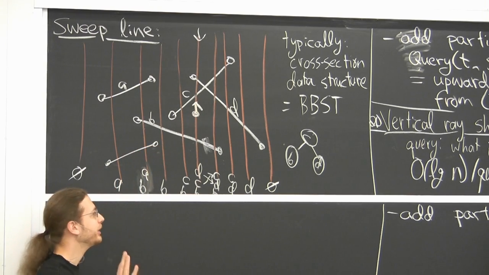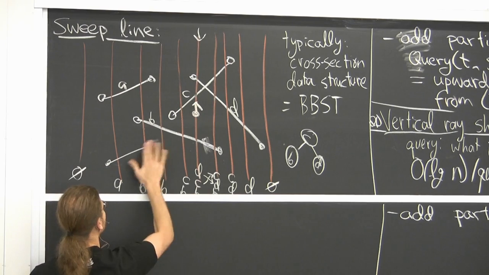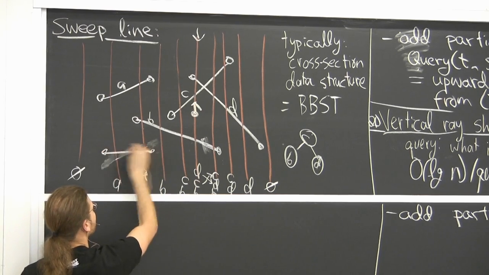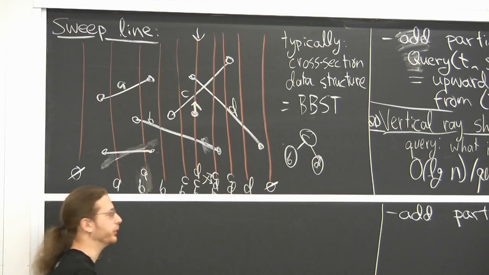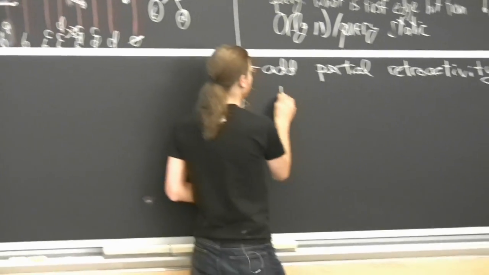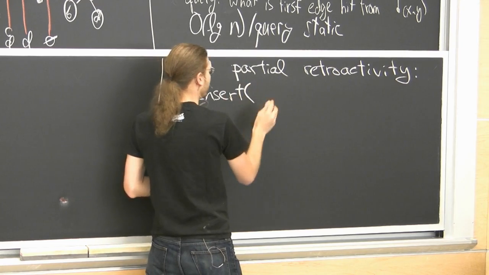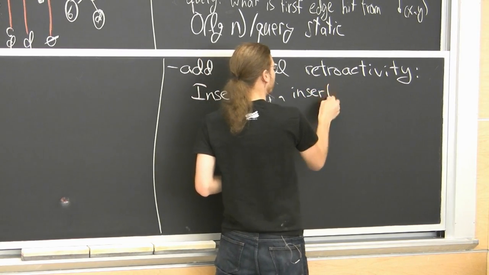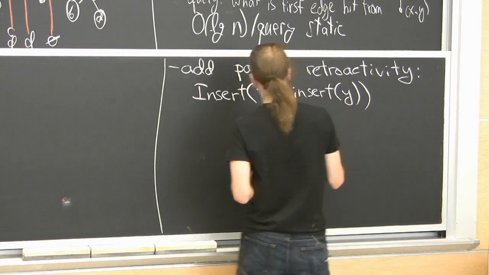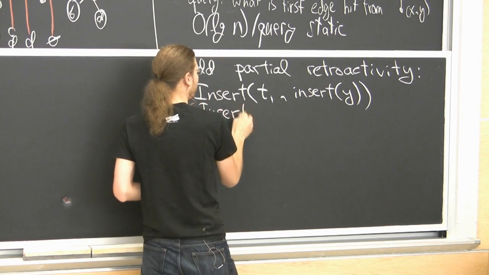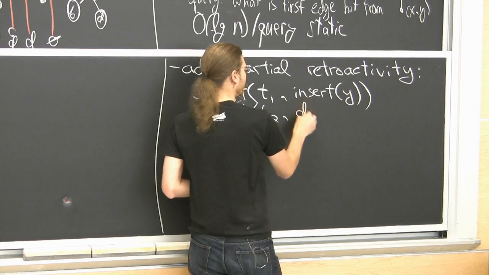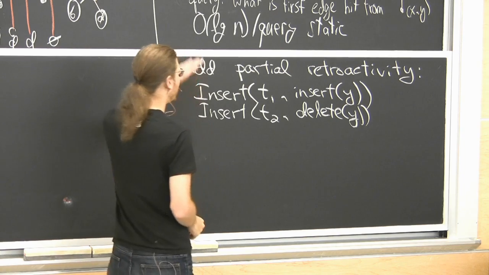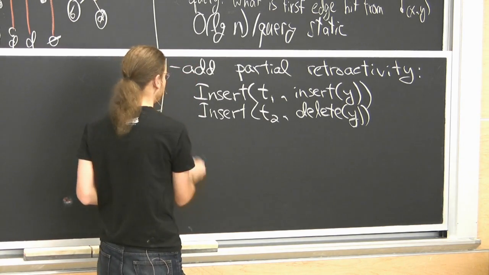Binary search trees, that's okay, because things are simple. But at the moment, all we know how to do is horizontal segments, which are inserted and deleted at the same y-coordinate. So then we can do an insertion at time t1 of some y-coordinate, and then at some later time, the deletion of that y-coordinate. So this is a partially retroactive successor problem.